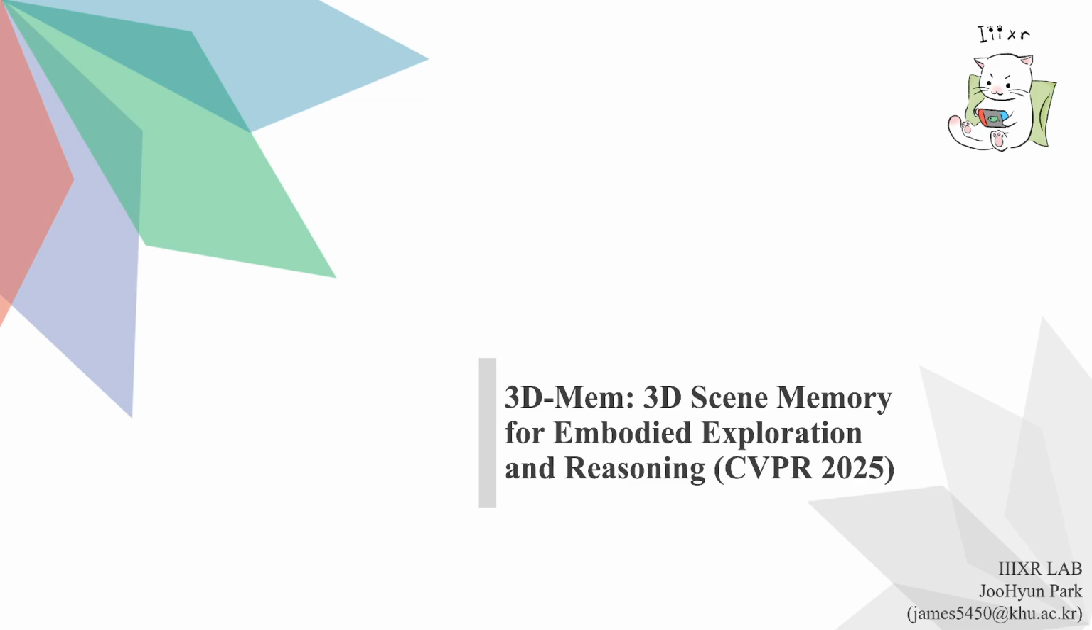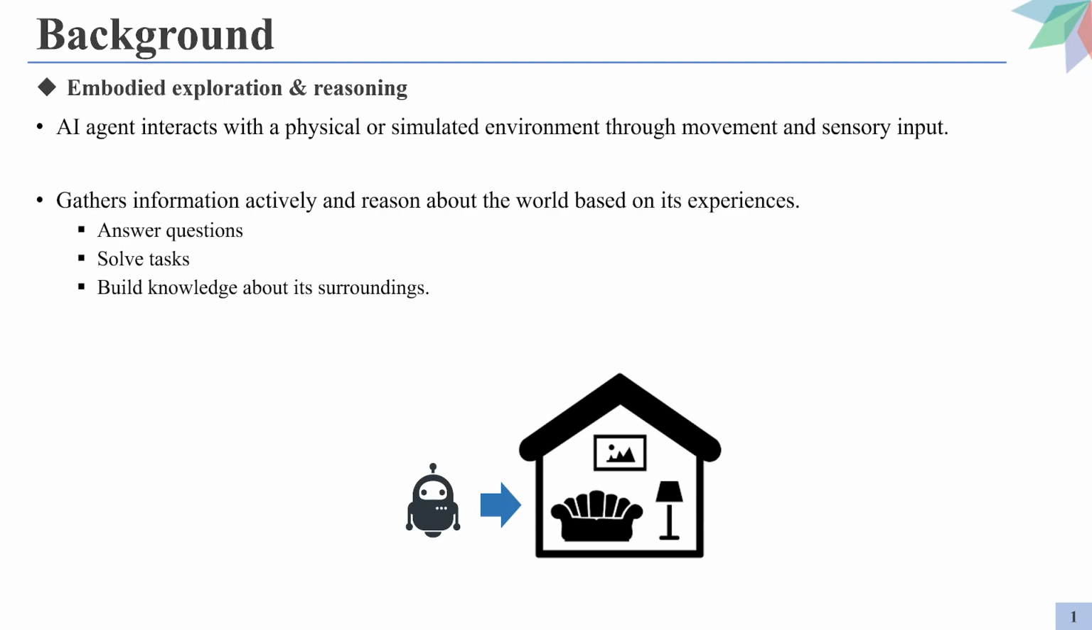Today I will introduce 3D MEM, 3D Scene Memory for Embodied Exploration and Reasoning, a paper accepted to CVPR 2025. Embodied exploration and reasoning refers to tasking an agent to interact with an environment or a scene through movement and sensory input. The agent explores the scene to gather information, which can then be used for tasks such as answering questions, solving problems, and building a structured understanding of the scene.